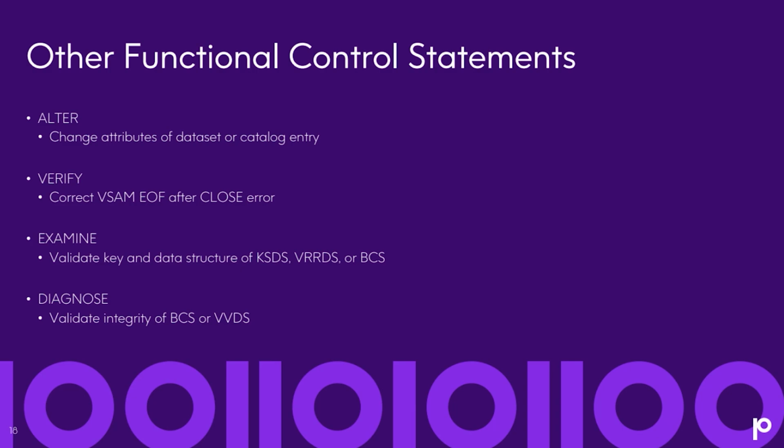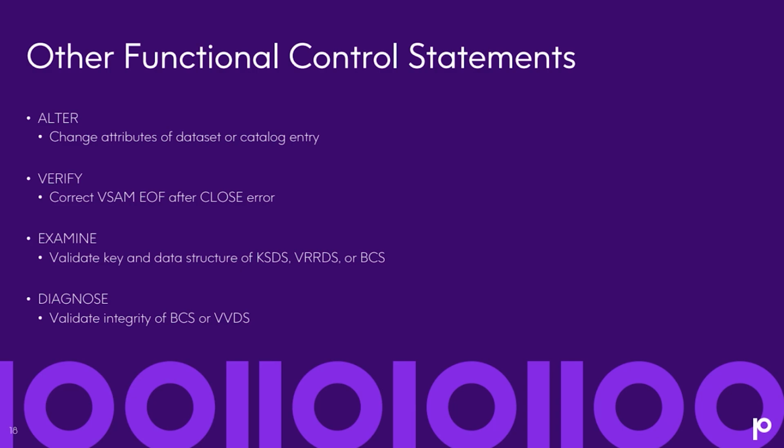There's a bunch of other functional control statements, but we've tried to hit the big 3 or 4. Delete, listcat, alter is used. The syntax of alter is almost identical. It's got all the same operands one might specify on a define cluster or any other type of define, but I can change any individual attribute. I can add volumes, candidate volumes to a data set. I can change almost any attribute of a data set via alter.